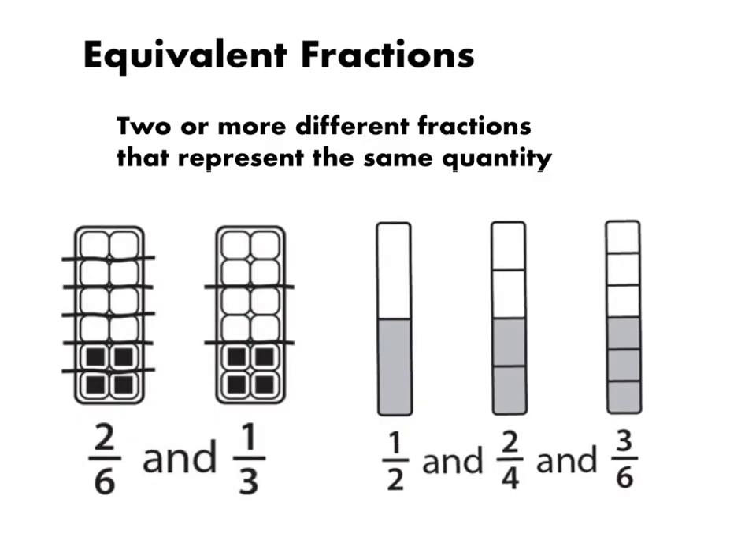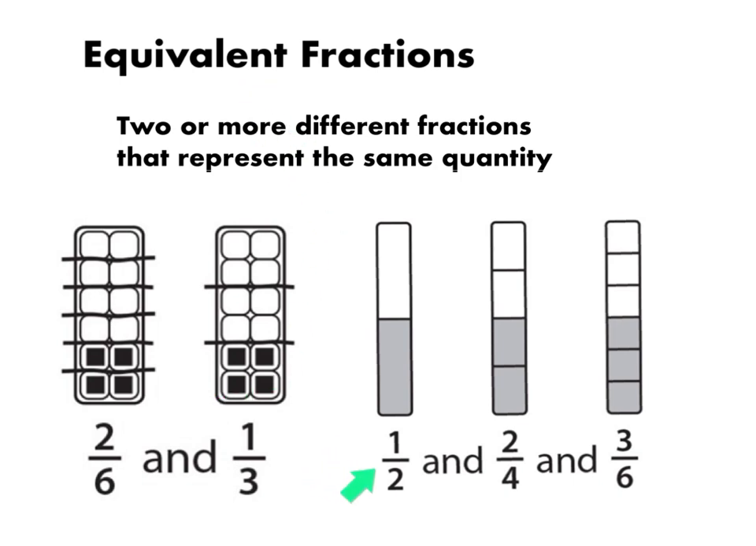Equivalent fractions are 2 or more different fractions that represent the same quantity. The first representation is 2/6 and 1/3. In the fraction 2/6, the whole is separated into 6 equal pieces. 2 pieces are shaded to represent 2/6. For 1/3, the whole is separated into 3 equal pieces, and 1 piece is shaded in representing the fraction 1/3. As we can see by the picture, 2/6 and 1/3 are equivalent fractions.